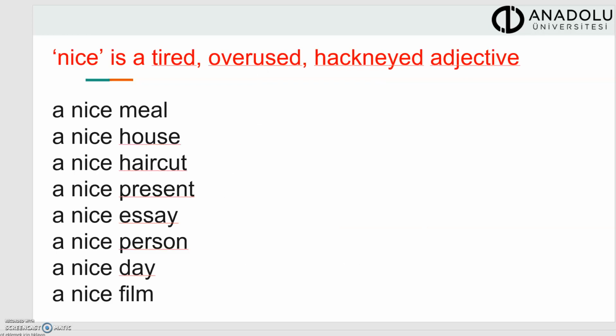Let's think about an overused adjective, the word nice. Now nice is tired, overused, hackneyed. It means it's dead, it's finished, it's used too often.